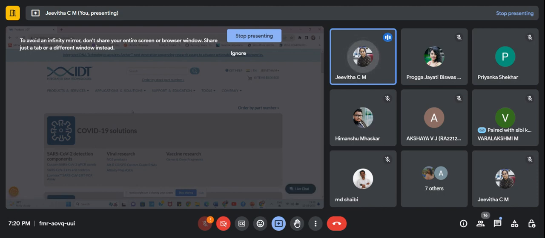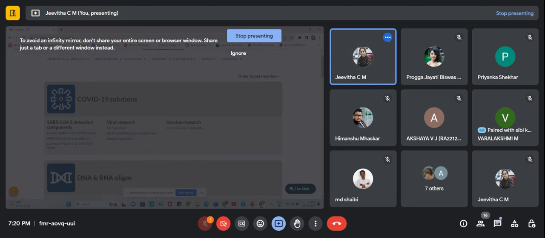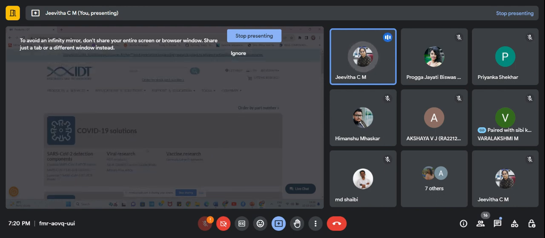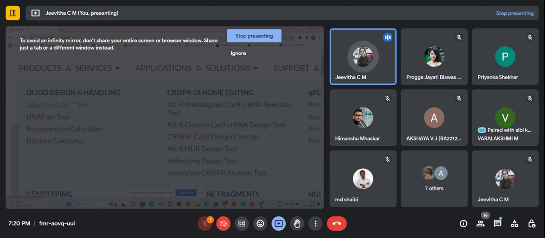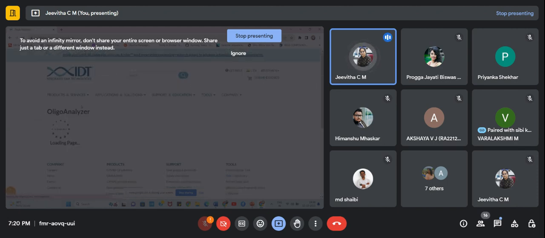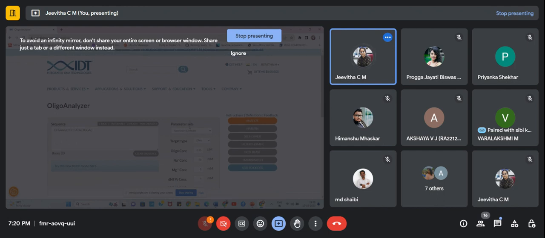So when you're logging in to the software, you'll have so many options, but today we are particularly looking at primer designing alone, so we'll go directly into it. Here you can see the Oligo Analyzer TM tool. Click on it, and this page will be visible.